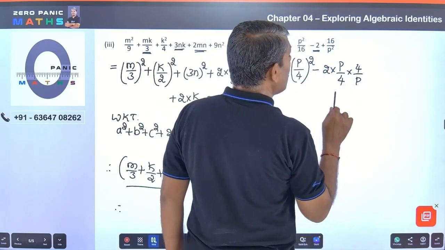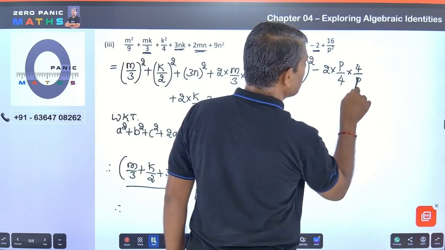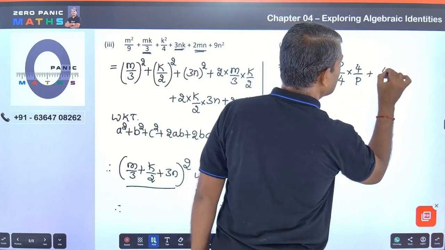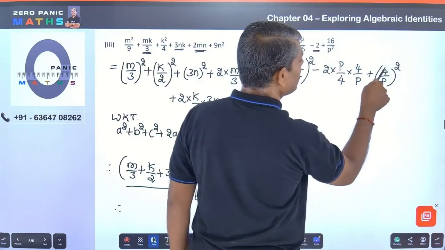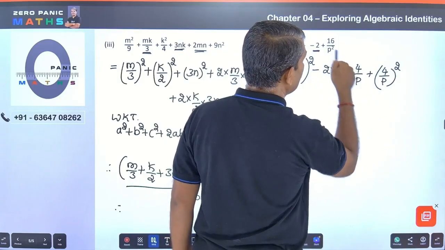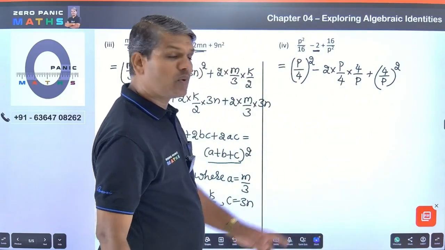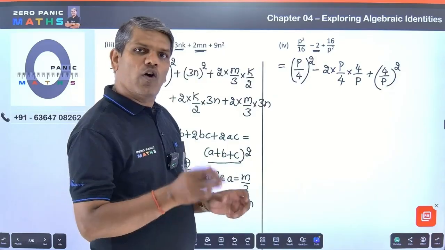So what it gives me is this is the value of a and this is the value of b. I can directly write it as 4 by p whole square, and just check whether it has b square here. See, 4 square is 16 and p square is p square. So 16 by p square is the last term given, giving us the value of b.